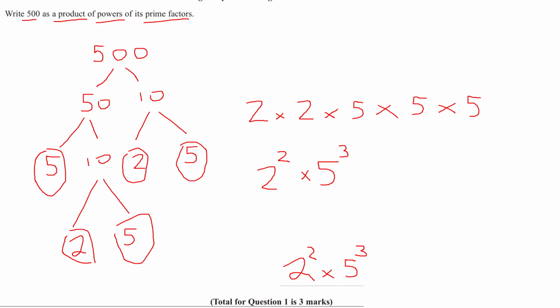So it's prime factorization, or writing a number as a product of its prime factors. A product means to multiply, and prime factors are prime numbers that go into that number cleanly with no remainder. So it's prime numbers that multiply to make 500.